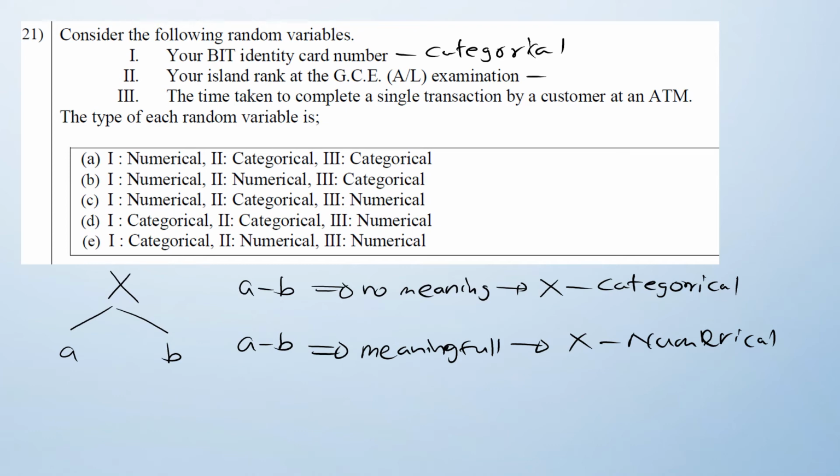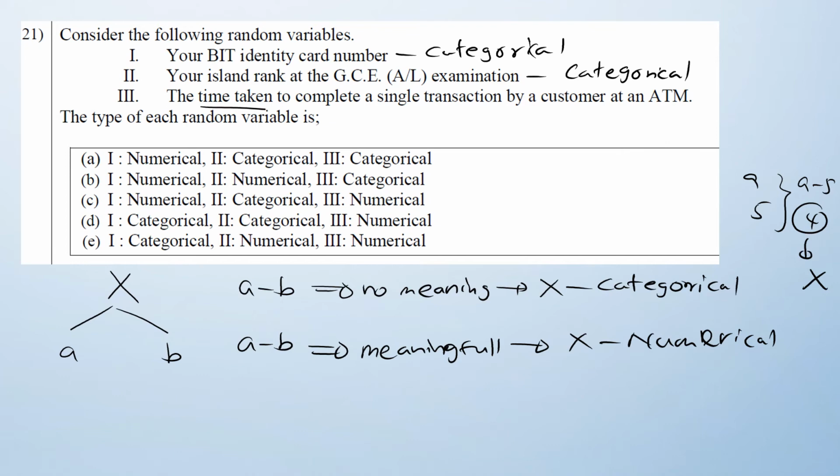When you consider the second one, the ideal rank, again, suppose we have two students with rank number 9 and rank number 5. The difference, if you consider 9 minus 5, is 4. There is no meaning for this. So it is again categorical.